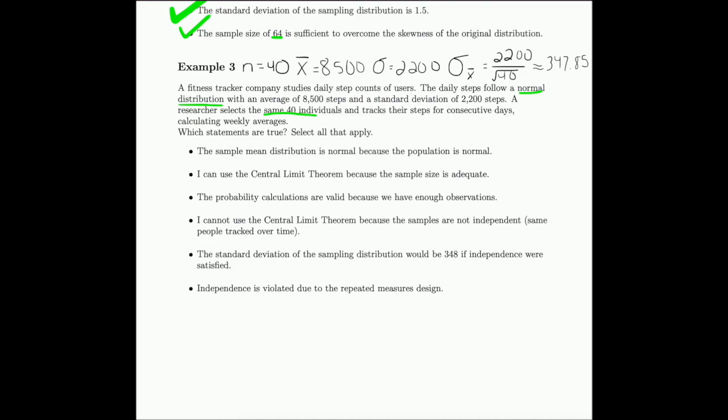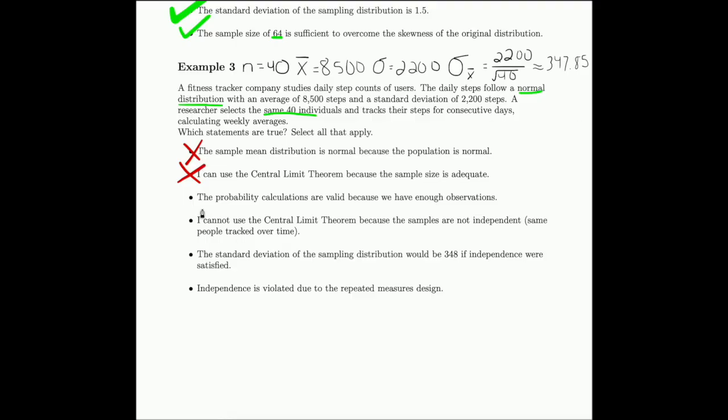Okay, the first statement says, the sample mean distribution is normal because the population is normal. So this isn't always going to be true. It might be true, but it's not a guarantee because of the independence issue. So we're going to mark that as false. The second statement says, I can use the central limit theorem because the sample size is adequate. The sample size is adequate, but we still can't use the central limit theorem here because it doesn't meet that independent condition. So this is also going to be false.